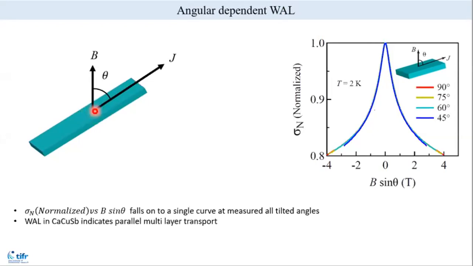So I rotate my sample and it has effect only due to the perpendicular component. You understood, Dibba? To some extent, but still not clear. Anyway, I will talk with you. So I didn't notice that it is B sine theta plotted. Yes, it has B sine theta because we are always looking for the normal component of the magnetic field.